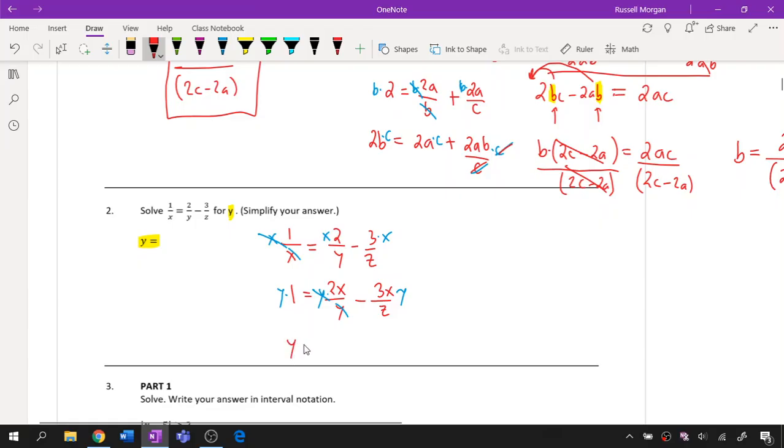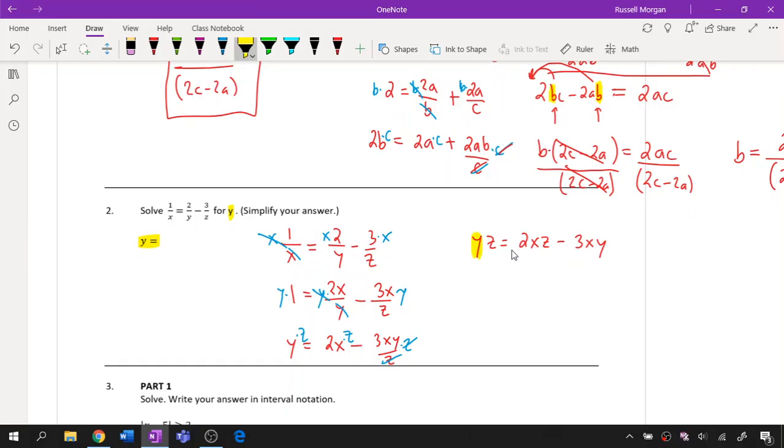1 times y is just y. That's just 2x, 3xy all over z. And now I can just get rid of the z. So times by z over here, times by z over here, and times by z over there. The whole point of that was to get rid of that one. So now I've got yz on the left, and I've got 2xz, and then what is this? 3xy, it looks like. Now again, what's my mission? To get y by itself, y equals.